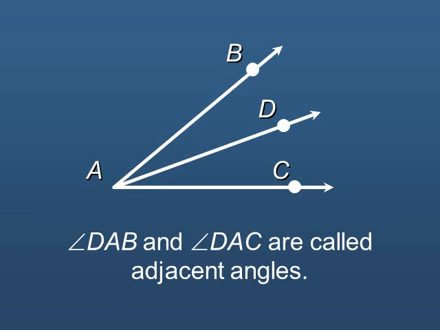Here's an example of adjacent angles. So you would see BAD is adjacent to DAC. Both of their interiors are shared together by BAC. You see that big angle BAC combines both of those smaller angles together.